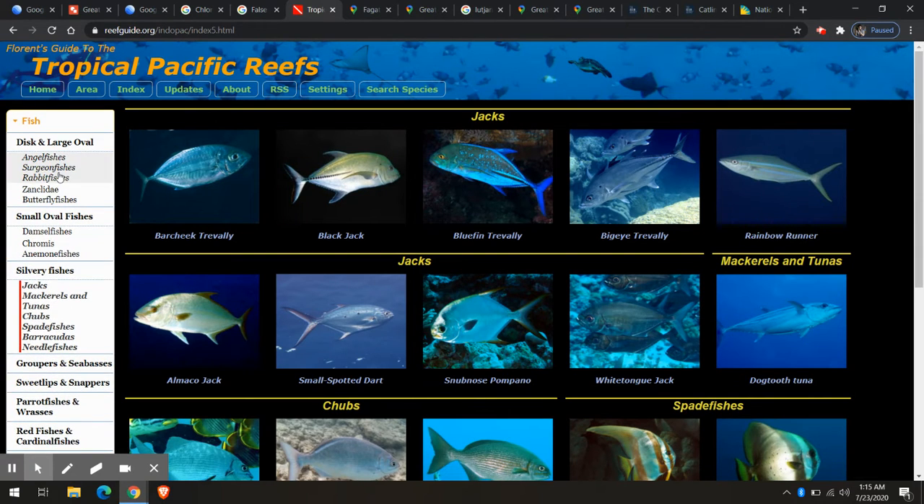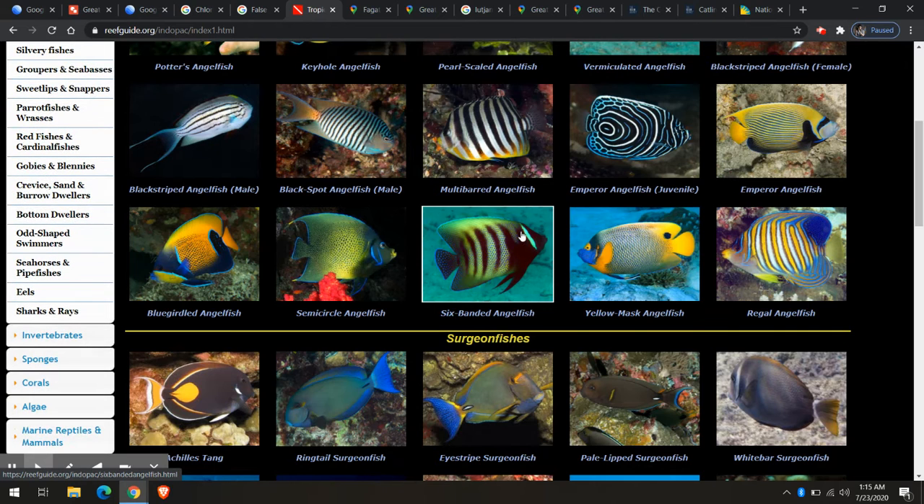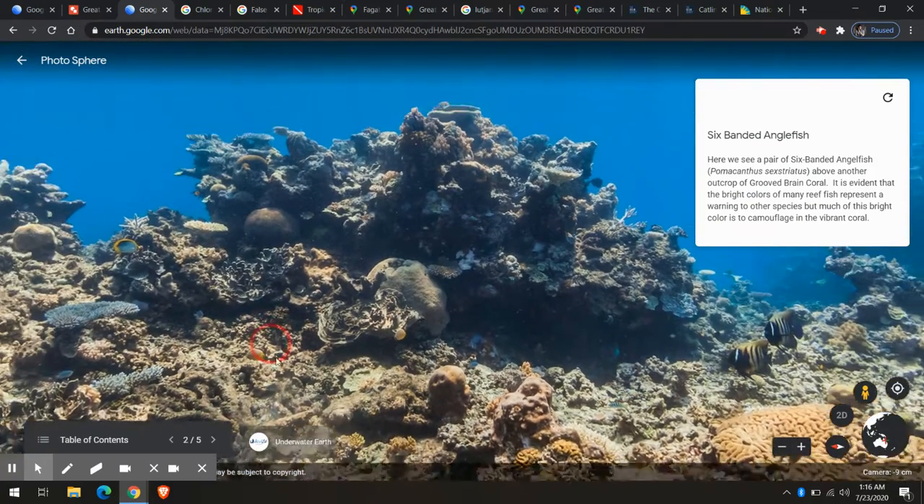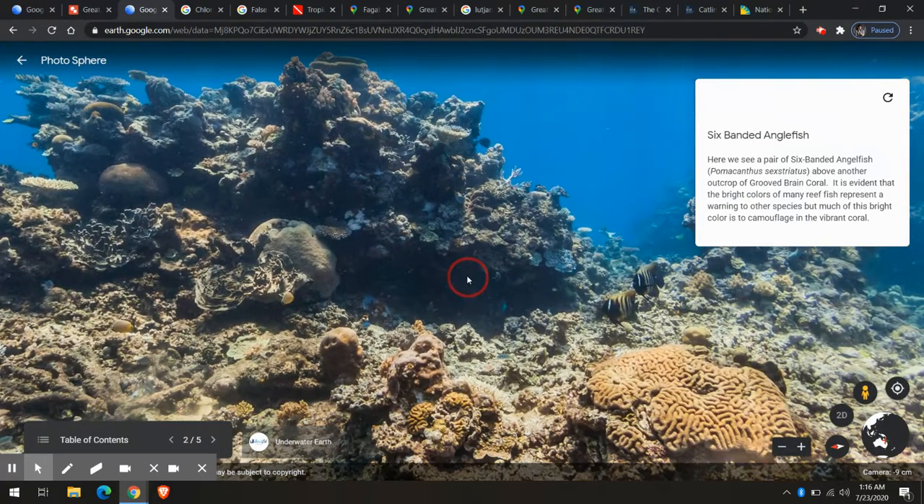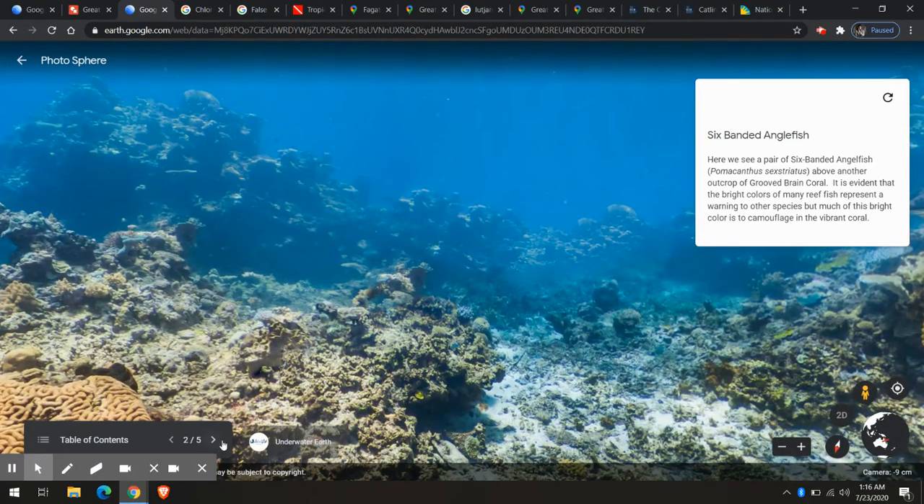So let's go back. Let's look at that angelfish. I'll show you guys how I found it. There it is, six-banded angelfish. When light shines right on this guy, he or she has these beautiful blue spots. There's our six-banded angelfish. Lot more coral. We have some soft coral up here. We have some more staghorn coral. I'm going to move on to our next location.